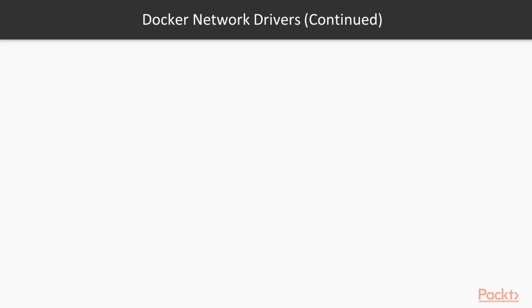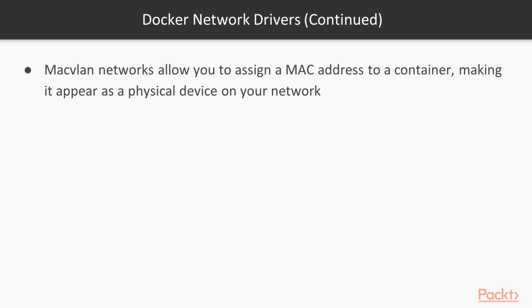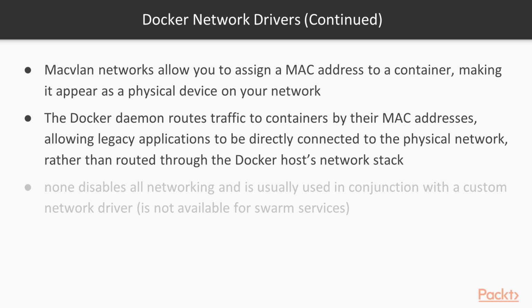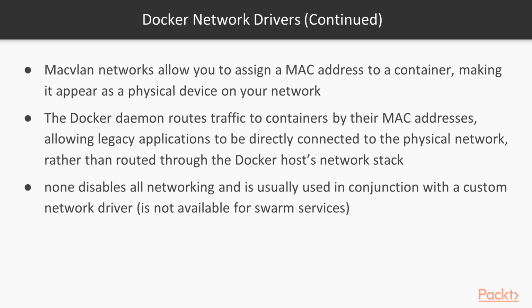There are two more Docker network driver types. One is MACVLAN. The MACVLAN network allows you to assign a MAC address to a container, making it appear as a physical device on your network. The Docker daemon routes traffic to containers by their MAC addresses, allowing legacy applications to be directly connected to the physical network, rather than routed through the Docker host network stack. The none network driver disables all networking and is usually used in conjunction with a custom network driver, and is not available for swarm services.